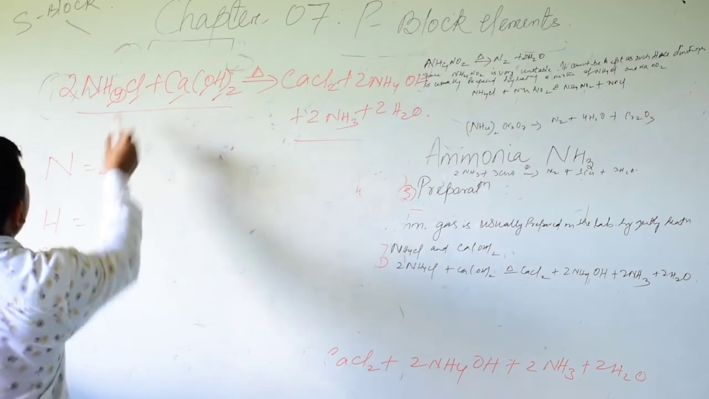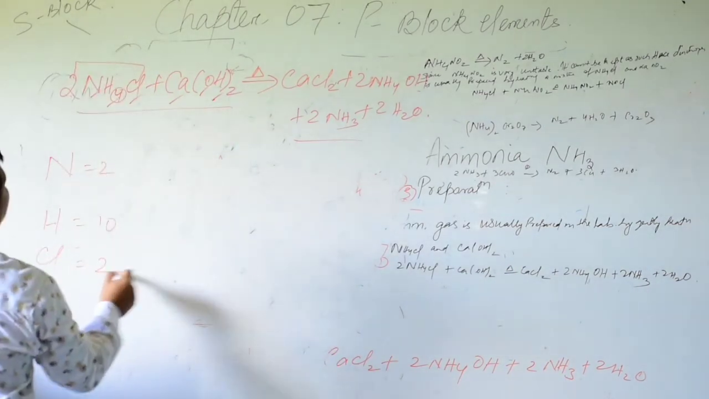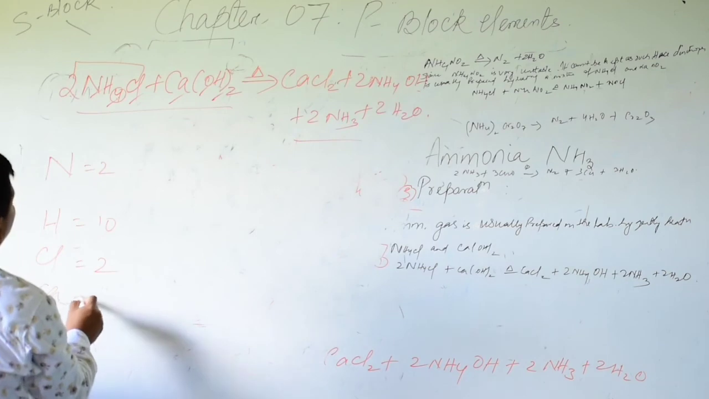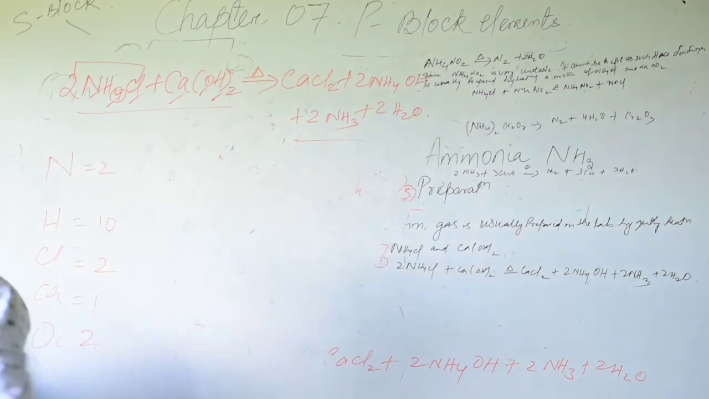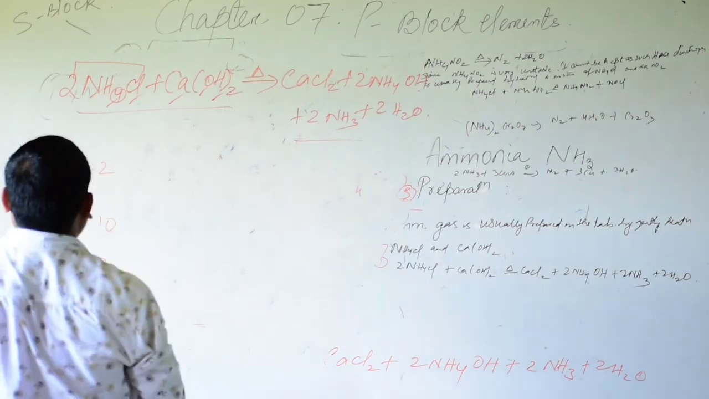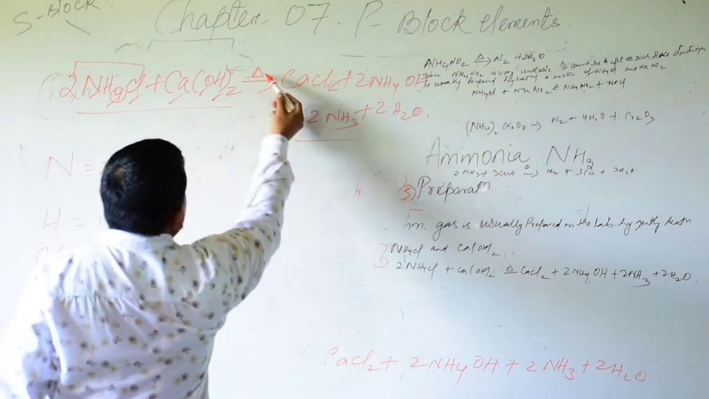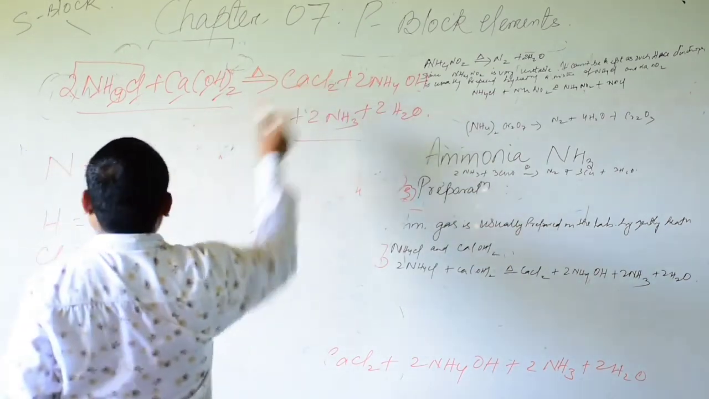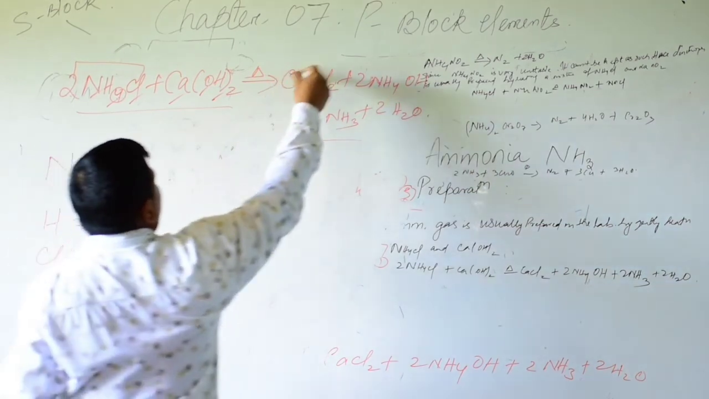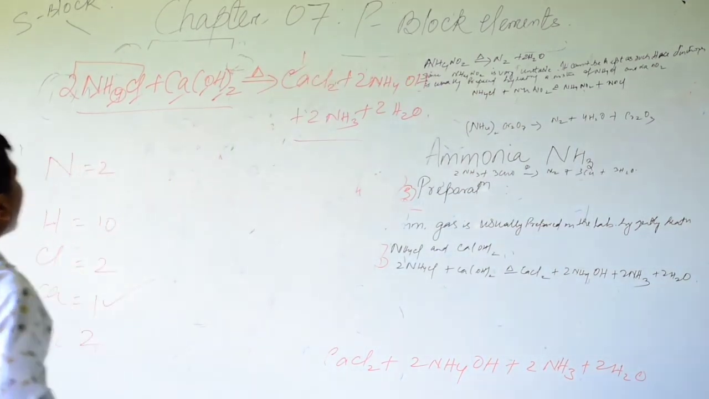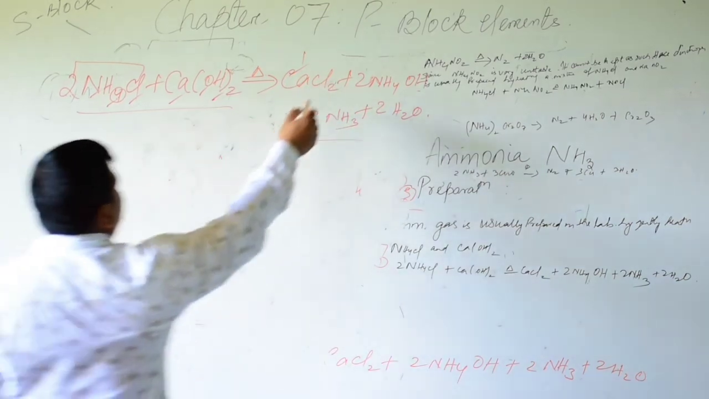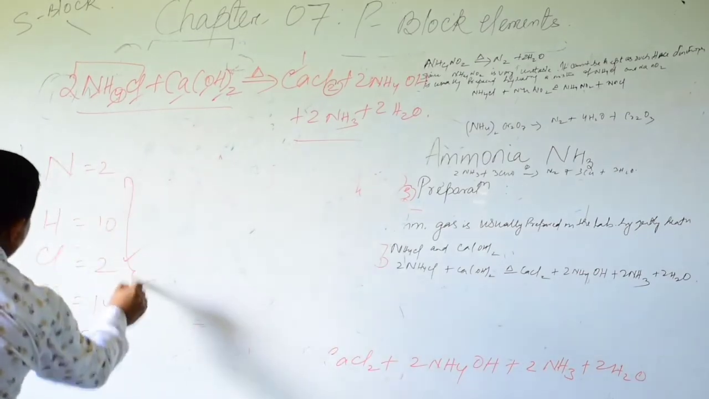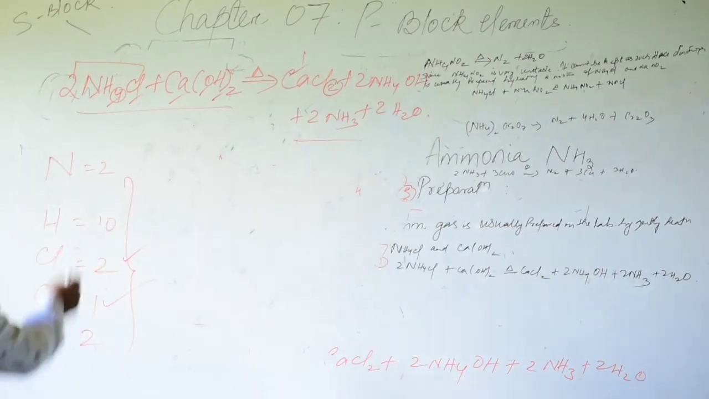Now let's go for chlorine. Chlorine is 2 over here. Then calcium is only 1. Then let's come to the oxygen. Oxygen is 2 over here. So in the reactant part, calcium is 1, calcium 1, balanced. Chloride is 2, chloride 2, balanced. Okay, this is the number of atoms present on the reactant side, as I have written with the red marker.